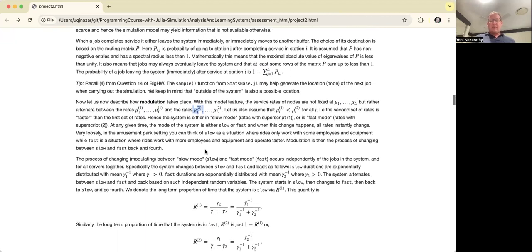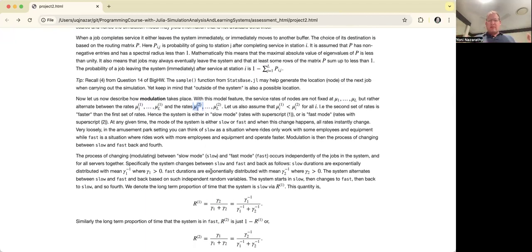Now, how does that change happen? Independently of everything else, you've got two other rates. You've got gamma 1, which is the rate of going from slow to fast, and you've got gamma 2, which is the rate of going from fast to slow. And the inverses of these are the mean times in being slow and fast. So imagine in an amusement park, somebody on the side says, hey, now service will be faster. How is service faster? Maybe by putting more personnel on the rides or maybe shortening the ride time. Okay, and then service will be slower, and then it'll be faster, and then it'll be slow.